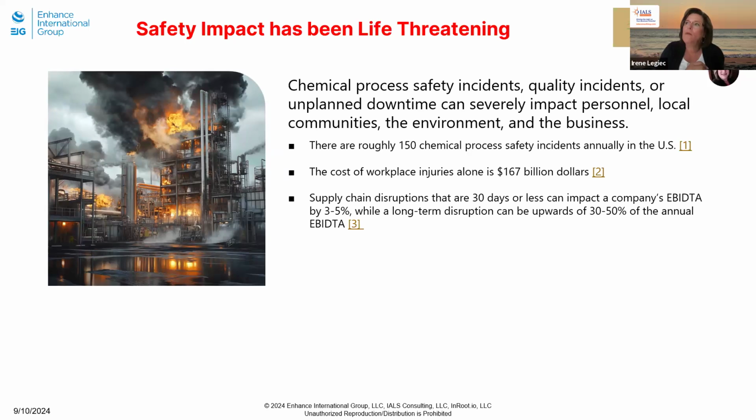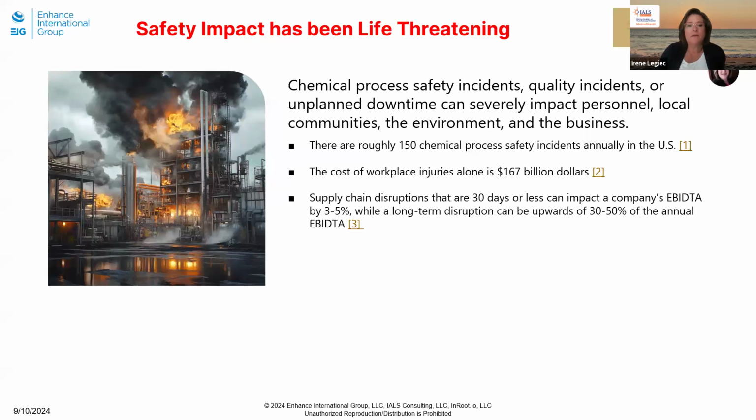And even with all the work that we have done in the last 20 odd years, there's still roughly 150 chemical process safety incidents annually in the United States. Think about the impact on people. The workplace injuries cost alone is $167 billion, okay? And that's including the medical fees, administration fees, but still, we're hurting people unnecessarily.